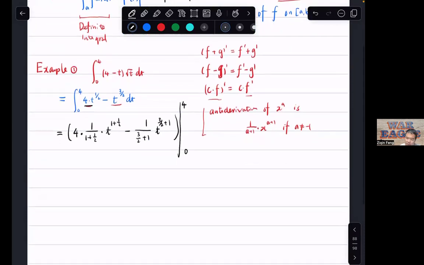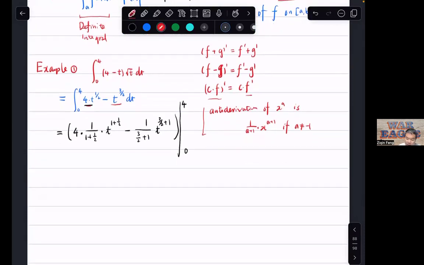All we want to do is just plug in numbers. So this is 4 times, the denominator is 3 over 2, flip it, you get 2 over 3, times 4 to the power 3 over 2, minus, the denominator of this term is 5 over 2, flip it, you get 2 over 5, times 4 to the power 5 over 2.